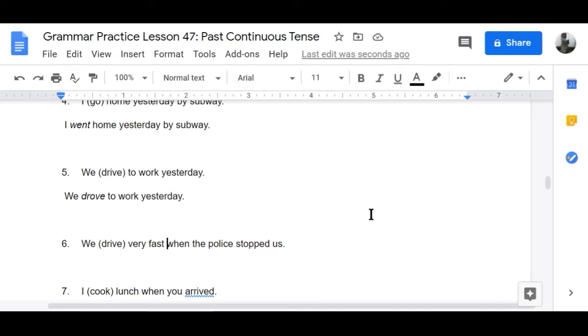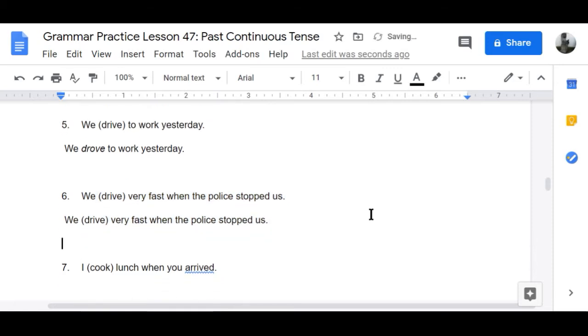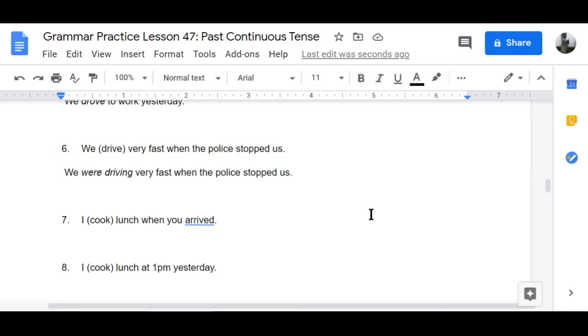6. We very fast when the police stopped us. When the police stopped. Cool. Not cool, but you guys know what I mean. There we go. We were driving. How, guys? We were driving very fast when the police stopped us. That's it. Then we got a ticket. Yeah, hopefully not serving time.